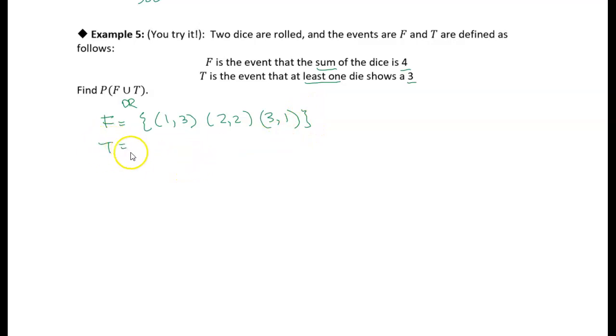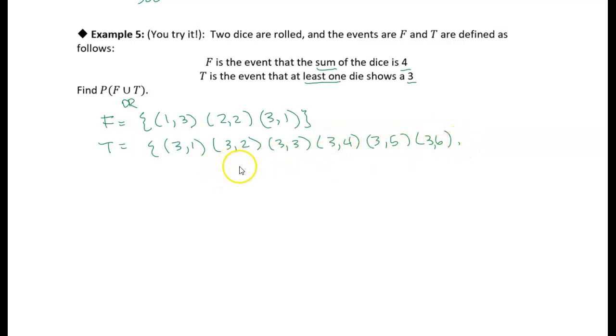And T, well, we want at least one die to show a 3. So let's just list them. We have 3 and 1. We could have 3 and 2. We could have 3 and 3. We could have 3 and 4. We can have 3 and 5. And we can have 3 and 6. So that's where the first die is a 3.